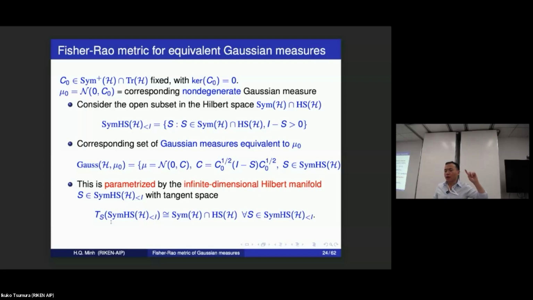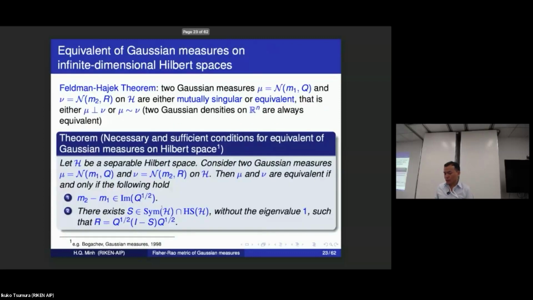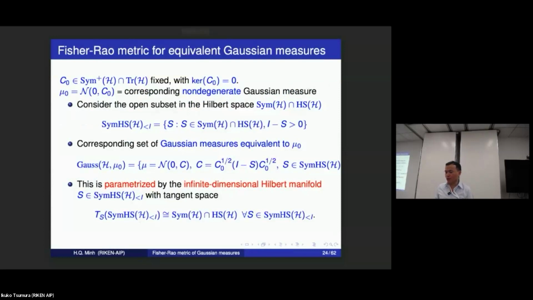So we just fix a Gaussian measure mu0, which cannot be degenerate, so its covariance has all strictly positive eigenvalues. And we consider the set of all self-adjoint Hilbert-Schmidt operators S such that I minus S is strictly positive, using this form here. And then we define the set of all Gaussian measures equivalent to mu0. So it's given by this expression here. And this is actually an open subset in the Hilbert space of self-adjoint Hilbert-Schmidt operators. So it's a Hilbert manifold. And so this set of Gaussian measures equivalent to mu0, Gauss(H, mu0) here, is parameterized by this infinite dimensional Hilbert manifold.